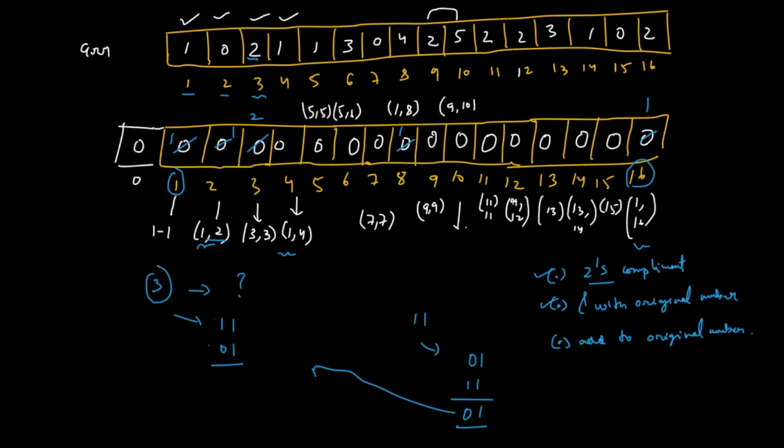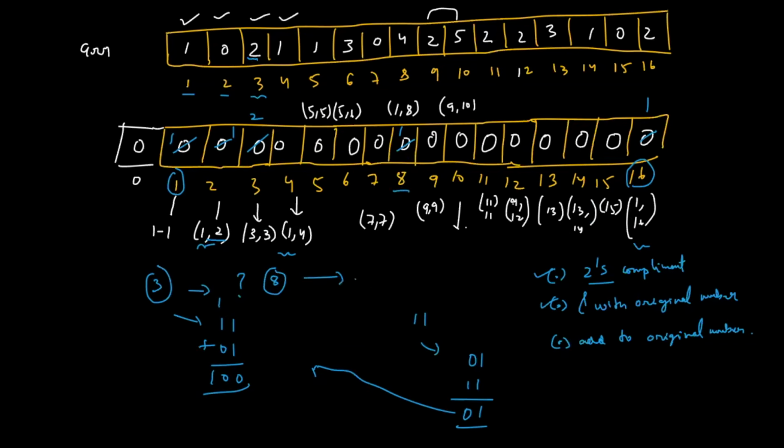So you add it. 1 plus 1 will be 0, which carries over 1. 1 plus 1 will again be 0, which carries over 1. So you get 1 0 0. So 3's next is 8, which is pretty obvious because 8 stores the sum between 1 and 8, and 3 lies in between 1 and 8.